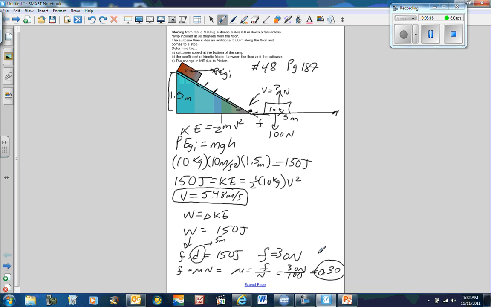And then the only thing left, which I've already answered, is what's the change in mechanical energy. So this is B, this is A, and then C is simply 150. It equals 150 joules, the change in mechanical energy, because it starts with 150 and ends with 0. So I guess it'd be negative 150, because this work does negative work. In other words, it takes energy out of the system. So that is number 48.